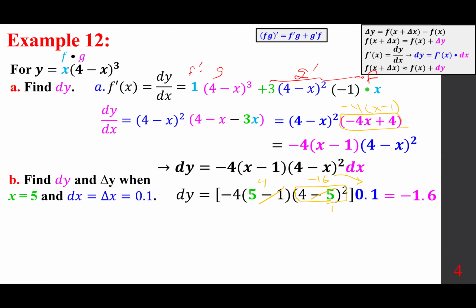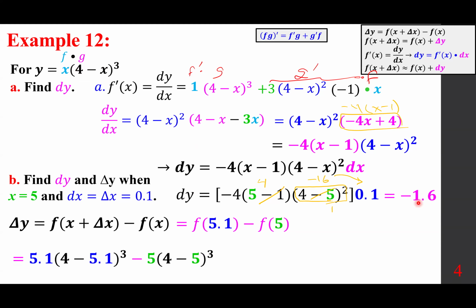What is delta y? f of x plus delta x minus f of x, which means f of 5 plus 0.1, that means 5.1, minus f of 5. For f of 5.1, we have to go back to the original function. We replace it with 5.1 and then with 5. This becomes 5.1 times 4 minus 5.1 cubed, minus plug in 5 times 4 minus 5 quantity cubed. I hope you see this was easier to calculate. You don't need a calculator, you can do that.